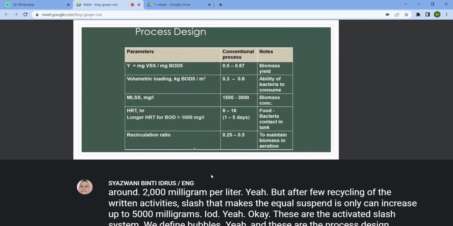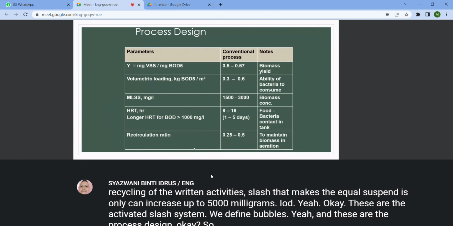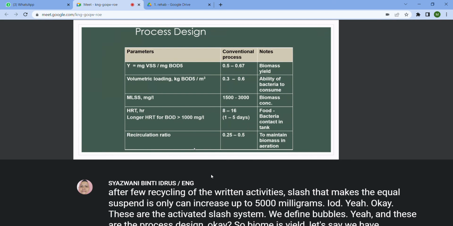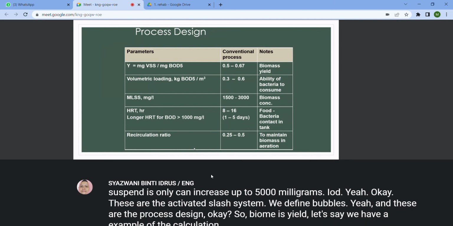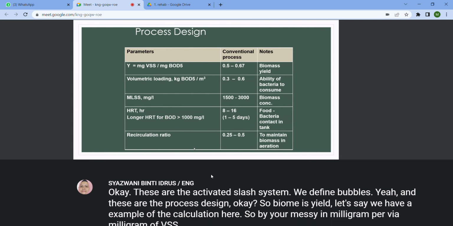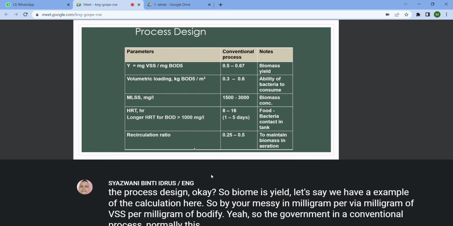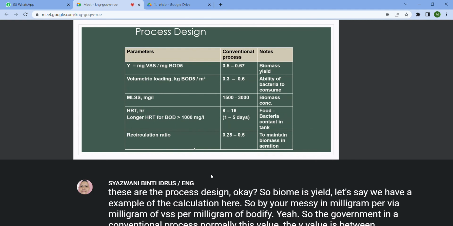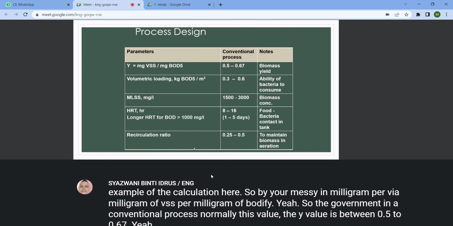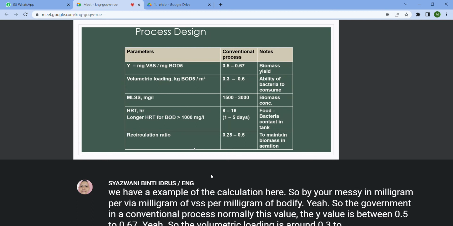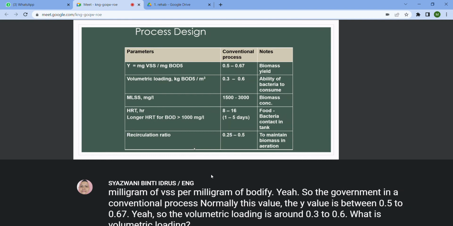This is the activated sludge system with fine bubbles, and these are the process design parameters. Biomass yield: later we have an example of the calculation. Biomass yield is in milligrams of VSS per milligram of BOD5. In a conventional process, normally the Y value is between 0.5 and 0.67. The volumetric loading is around 0.3 to 0.6. What is volumetric loading? It is the ability of bacteria to consume the waste.